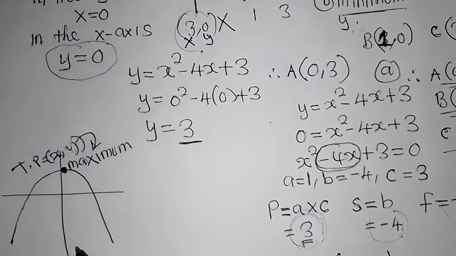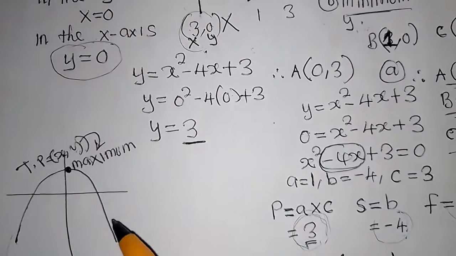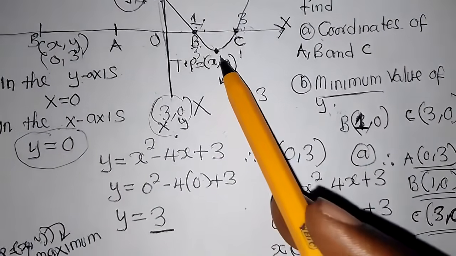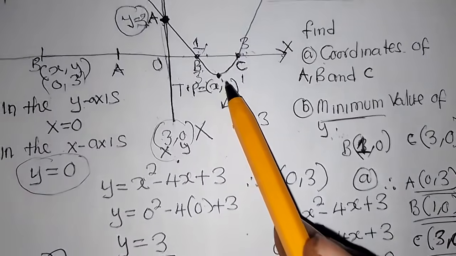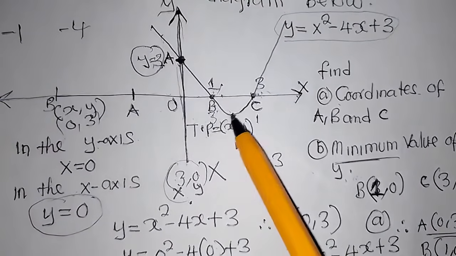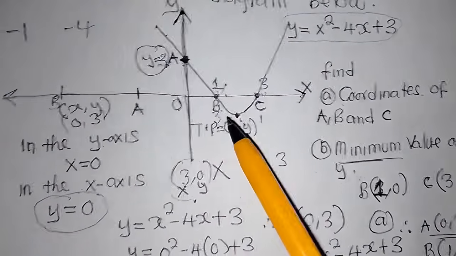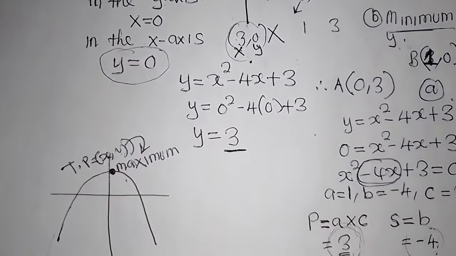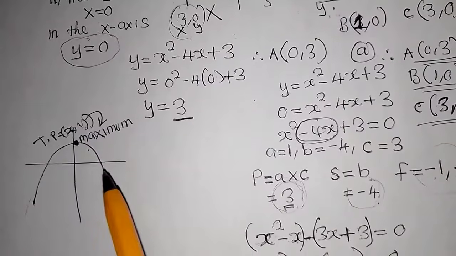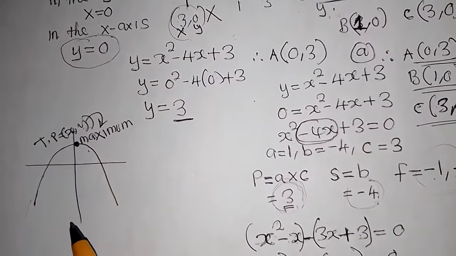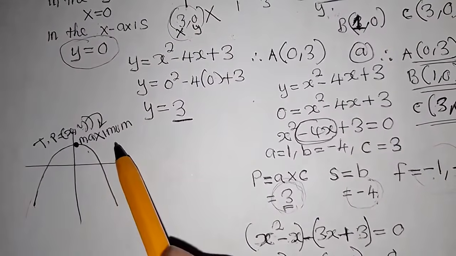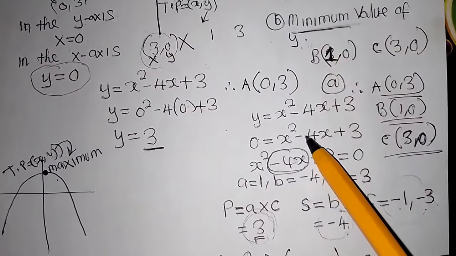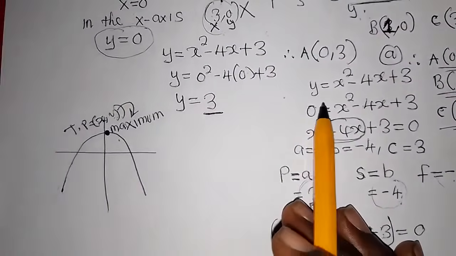So if a graph is in this manner, just know that you'll be told to find the maximum value of y. If a graph is like this, the way this one came, just know that you will be told to find the what? The minimum, because this is the last point. But this is the point which is on top. Have you seen the way this one is? So this, you want to answer this. How can you answer this one now? How can you find the minimum value of y? So you find the turning point.